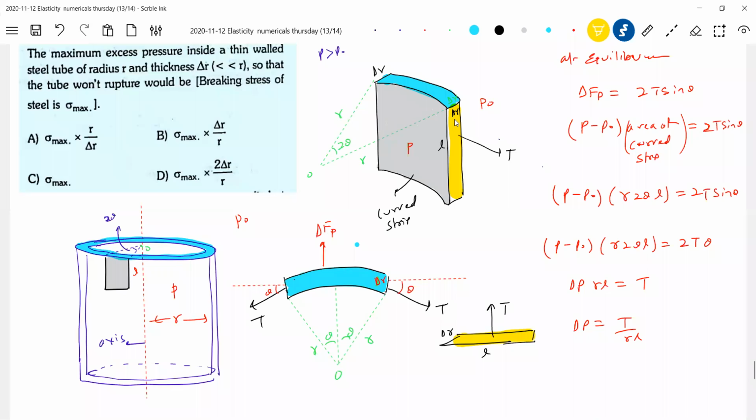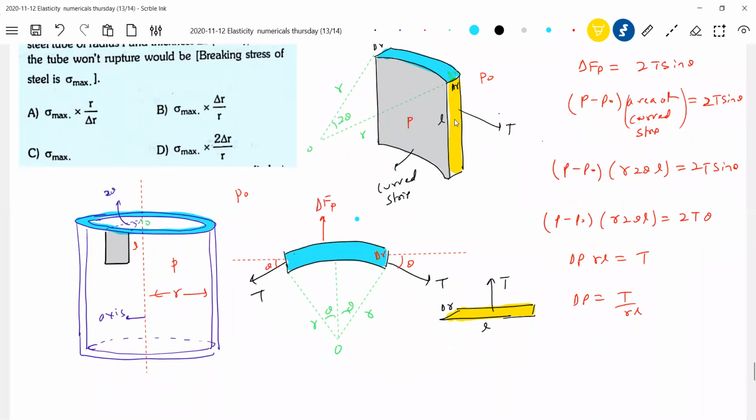Now, what is the stress? Force per unit area. What is the area of that yellow strip? Delta R into L. So how do you define sigma M? Sigma M, I'll bring into the picture like this: force per unit area, delta R into L. So this is equation 1, equation 2, from 1 and 2.